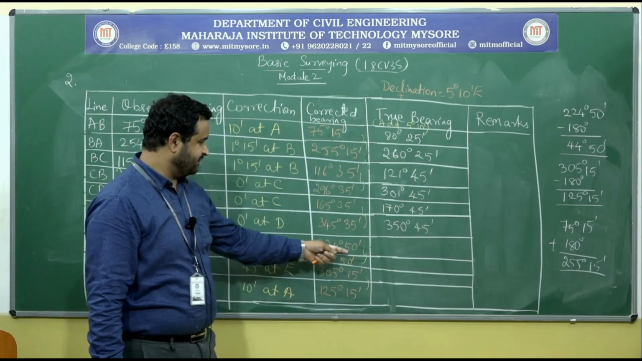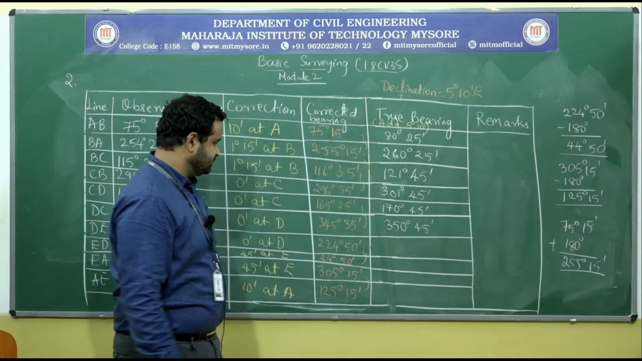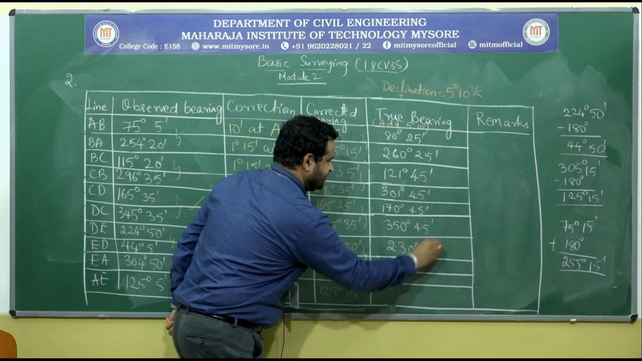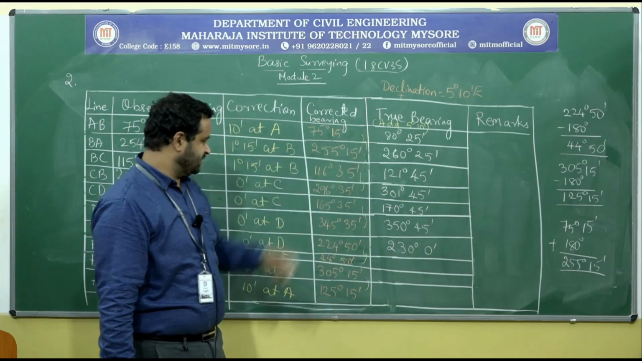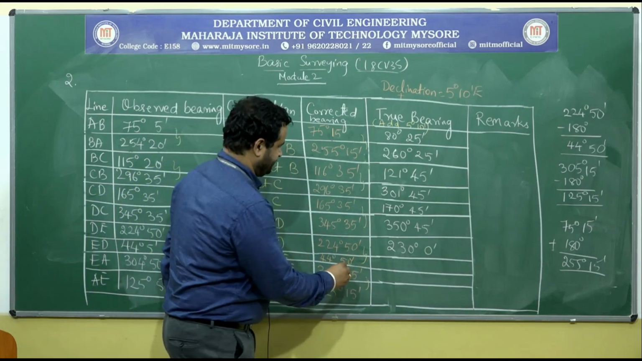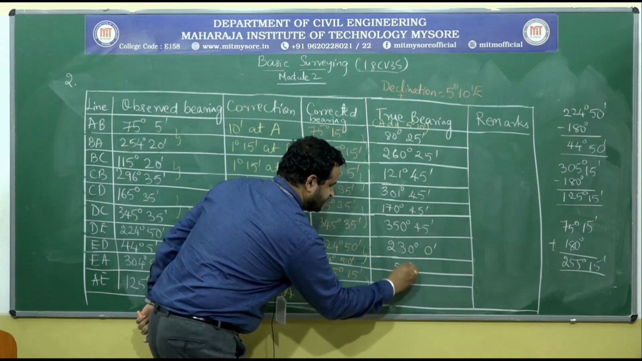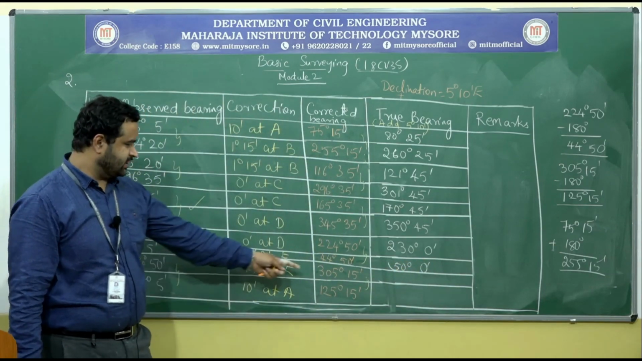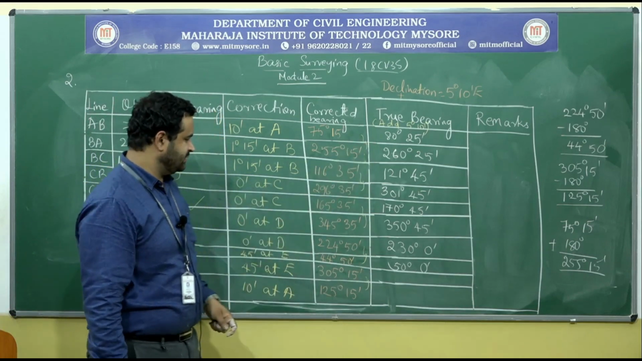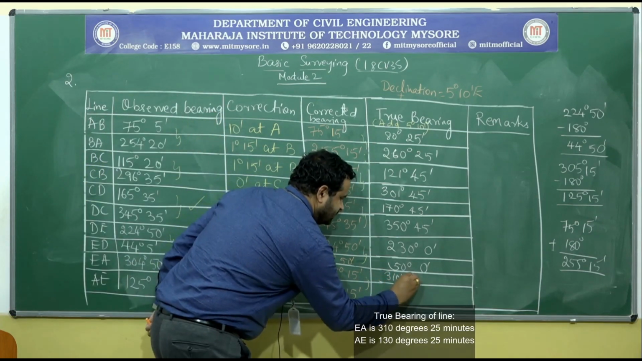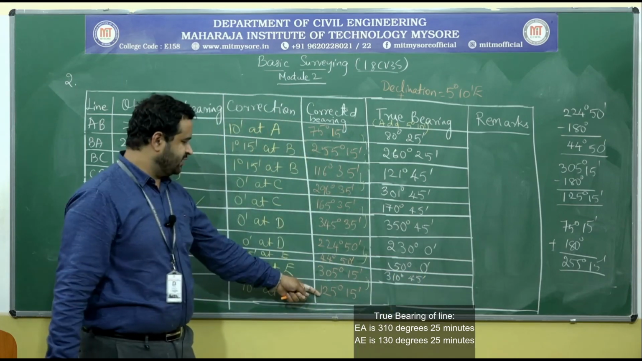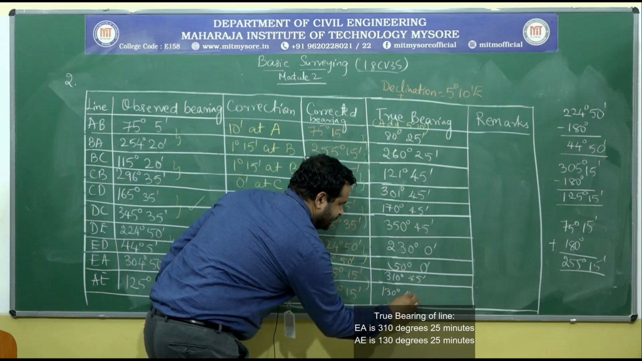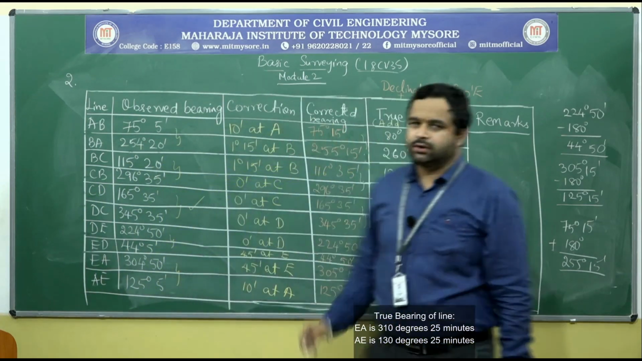Next, add 224 degrees 50 minutes plus 5 degrees 10 minutes, 230 degrees 0 minutes. Next, 44 degrees 50 minutes plus 5 degrees 10 minutes will give you 50 degrees 0 minutes. Next, at last 305 degrees 15 minutes plus 5 degrees 10 minutes, 310 degrees 45 minutes. 125 degrees 15 minutes plus 5 degrees 10 minutes, 130 degrees 45 minutes. So these are your true bearings.